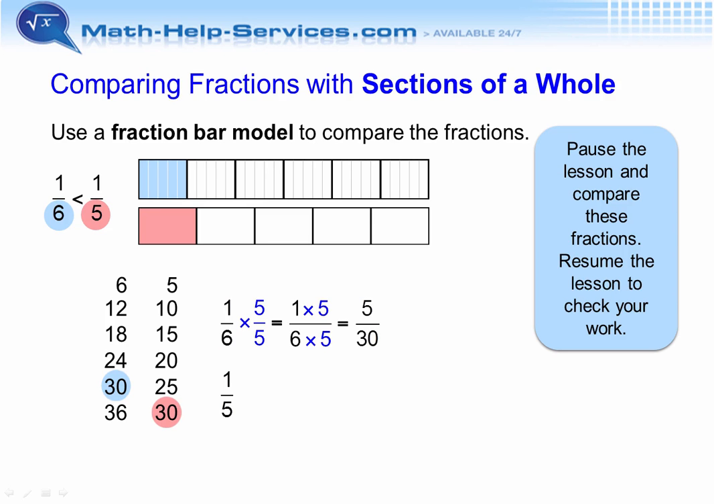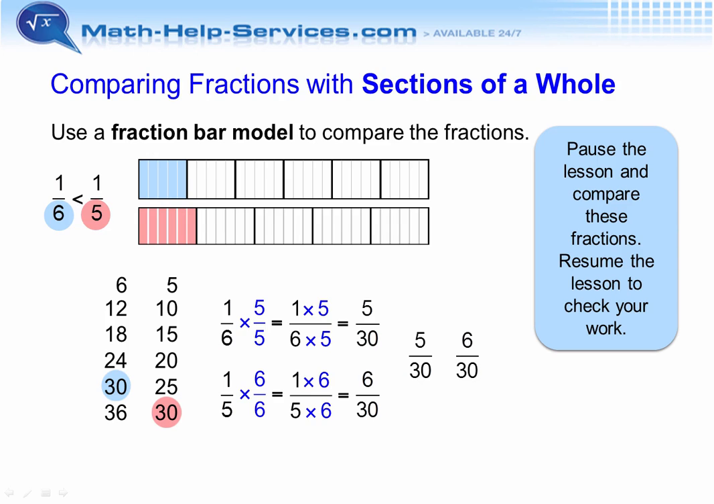Now for 1/5, we look at the denominator, 5. What do we need to multiply that by to get to 30? Well, that will be 6. So we will multiply this fraction by 6/6 as its form of 1. That is dividing the bar up into 30 parts, and 6 of them are shaded. So that's 6/30. Now when comparing these, we can see that the numerator, 5, is less than the numerator 6. So 5/30 is less than 6/30.